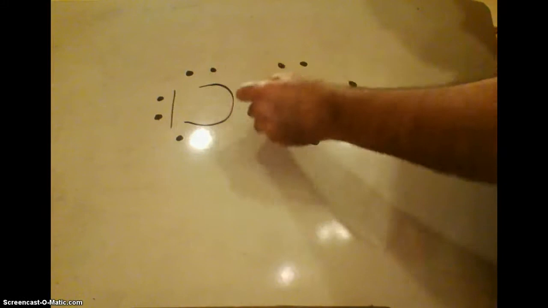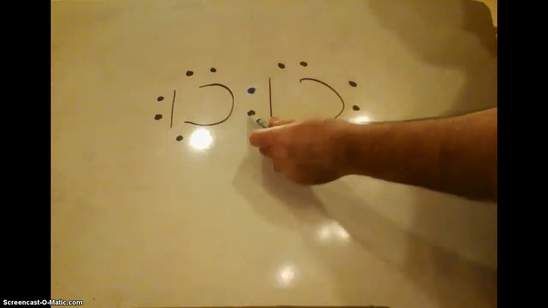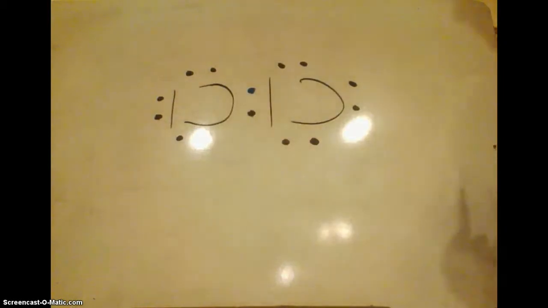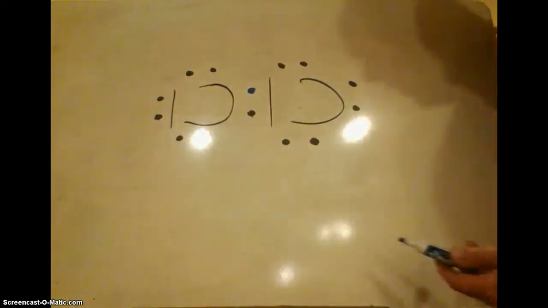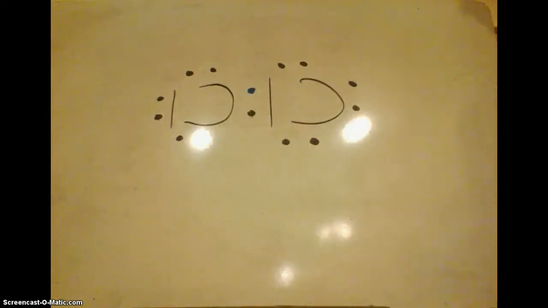You have your 2 in the middle, what we call your shared pair. And then you have 2 here, 2 here, 2 here, for a total of 8 valence electrons. So both atoms now have 8 valence electrons. They've completed their octet, they're full, and they are satisfied and stable. And that's how we draw what's called a single covalent bond.